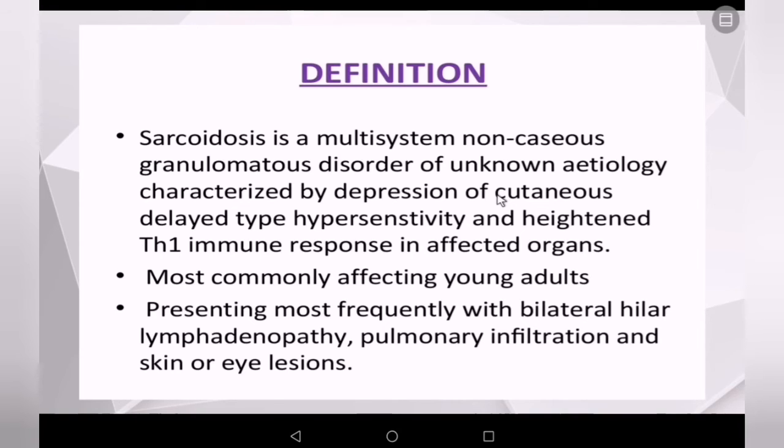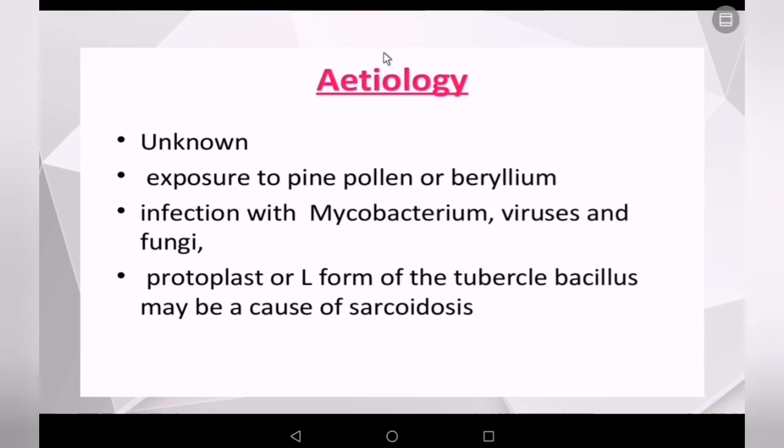It commonly affects young adults, but the ratio of females is greater than males. It presents most frequently with bilateral hilar lymphadenopathy, pulmonary infiltration, and skin or eye lesions. The exact cause of sarcoidosis is still unknown, so it is an idiopathic disease, but some theories suggest exposure to pine pollen or beryllium, infection with mycobacteria, viruses, and fungi, and protoplast or L form of tuberculous bacillus may be a cause. But all these causes are not well established or proven, so the exact cause is still unknown.